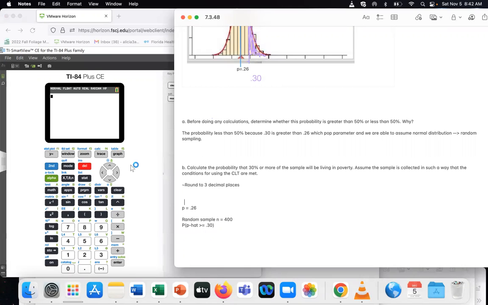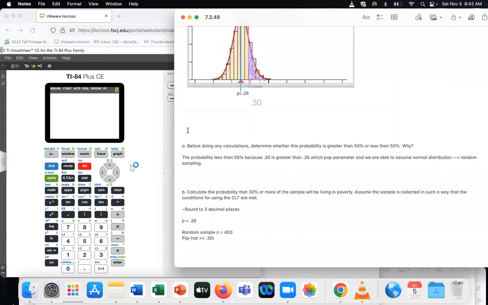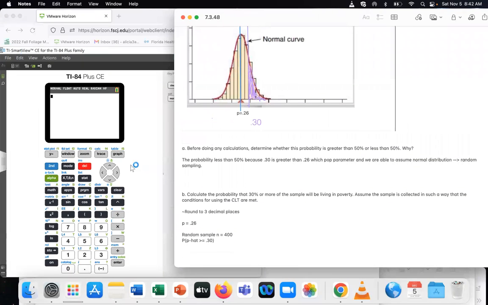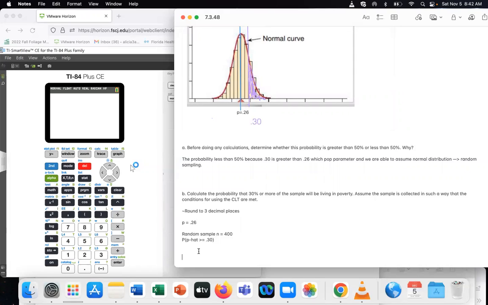Well, I have some values given. I have my population proportion that p is equal to 0.26. I have the random sample, n is 400, and then this is the value we're looking for. The drawing above will also help us. I'm going to clean this up a little so you can still see all that on screen. So the function that we're going to be using is our normal CDF on the TI calculator.